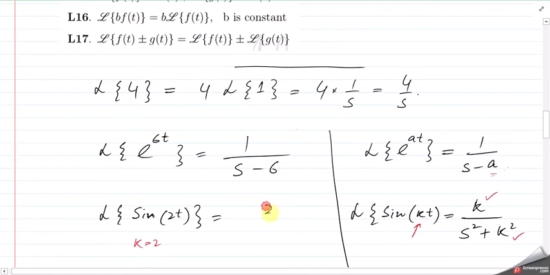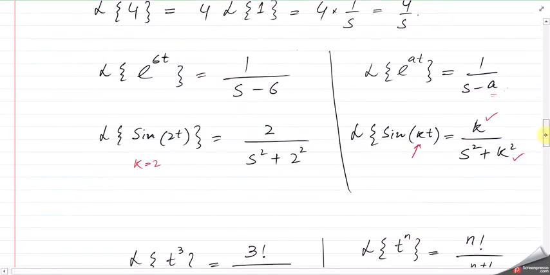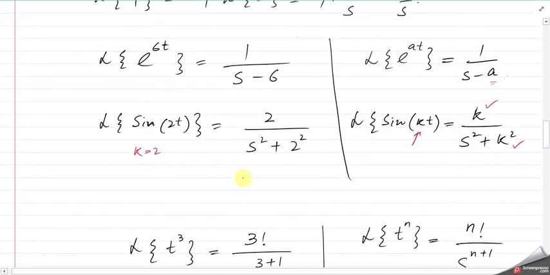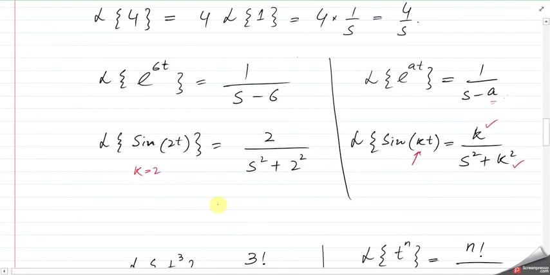So it becomes 2 over s square plus 2 square. s will not change, only k will change, which is equal to 2 over s square plus 4.